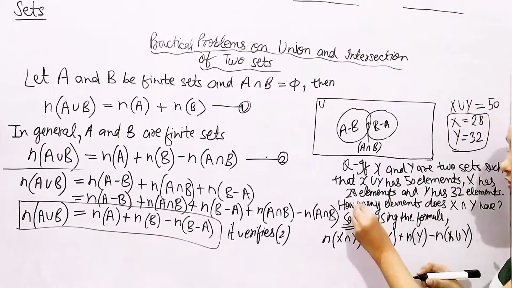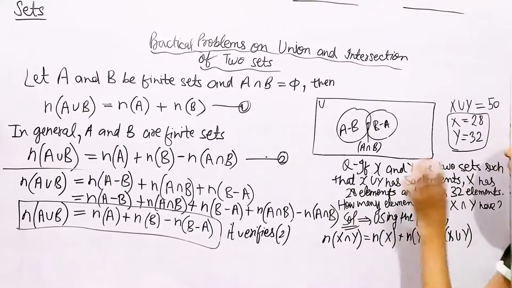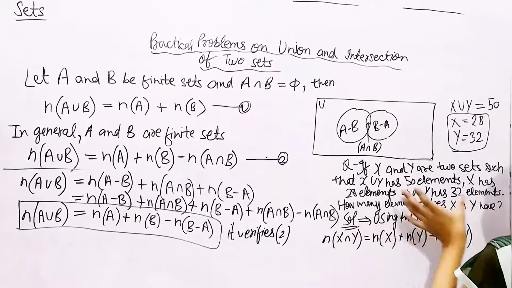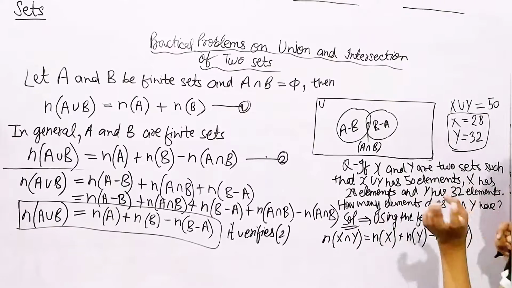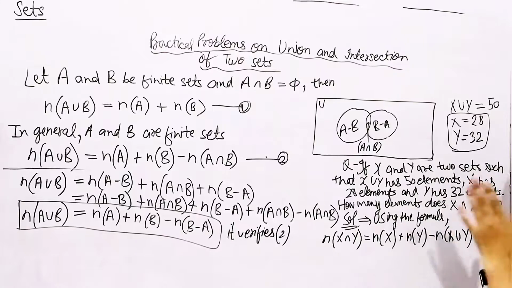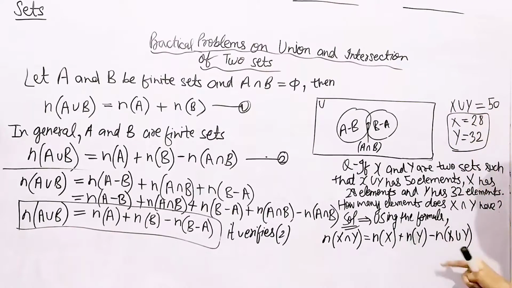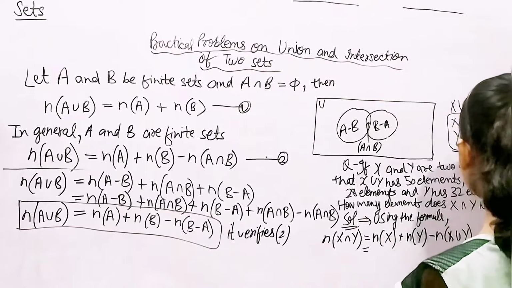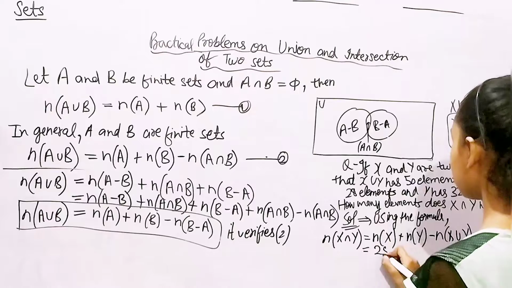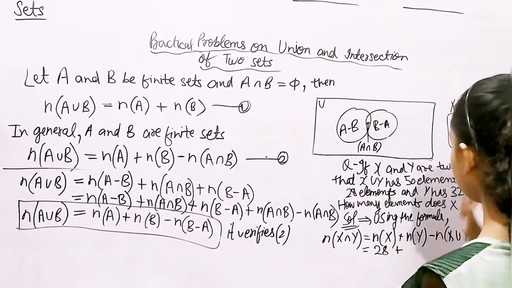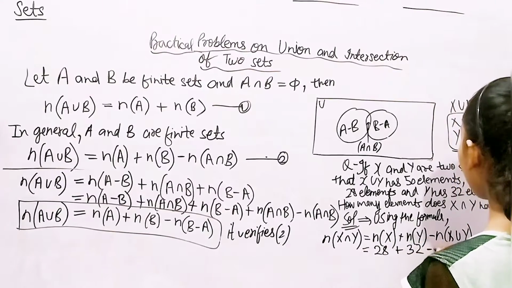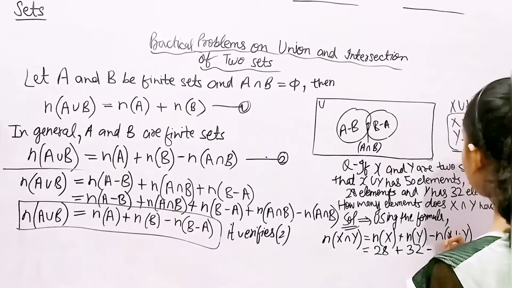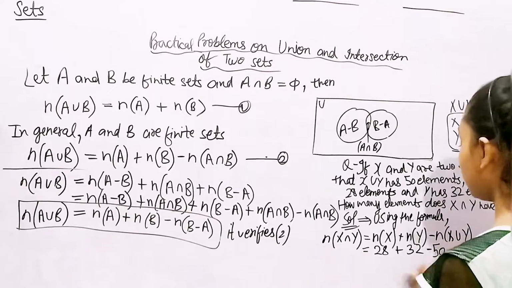Whatever we have to find, we write its opposite on the right hand side. If we have to find the intersection of two sets, we write the union of those two sets on the other side, and it's negative, so remember it's going to be negative. So the number of elements in set X is 28, plus the number of elements in set Y is 32, and the number of elements in X union Y is 50, isn't it?